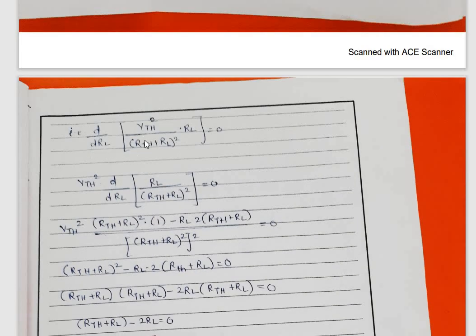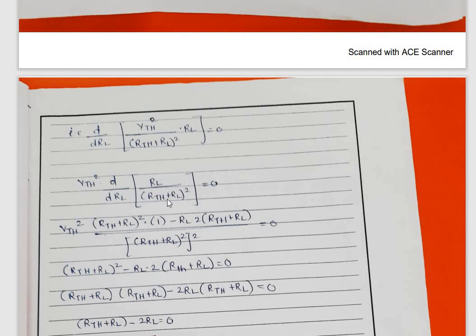So d/dRL of PL, where PL is I square RL, which corresponds to VTH square divided by (RTH plus RL) whole square into RL, is equal to 0. Here VTH is constant, so bring it outside: d/dRL of RL upon (RTH plus RL) whole square is equal to 0. VTH square we keep as it is. This is the derivative of U by V, so V into derivative of U minus U into derivative of V. The derivative of U, that is d/dRL of RL, will be 1.